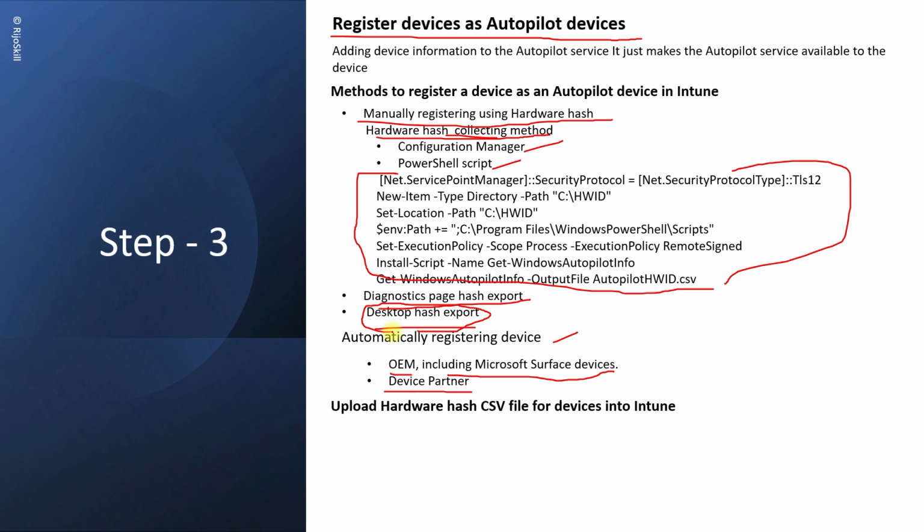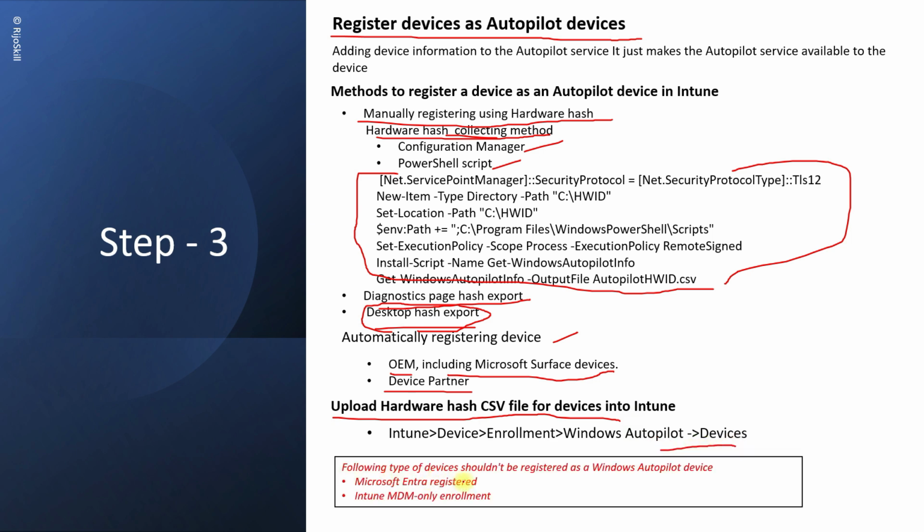So after that we just upload that hardware hash in the Intune Autopilot portal. So how can we do this? Intune device enrollment and Autopilot device method. It's very important: the following types of device should not be registered as a Windows Autopilot device. The first one is a Microsoft Entra registered device, and the other is Intune MDM-only enrollment. Both of these devices you cannot register as a Windows Autopilot device.